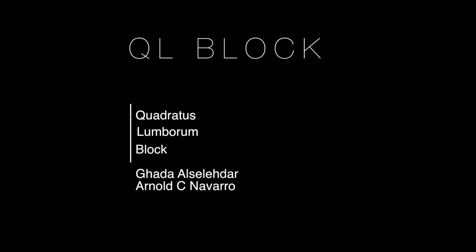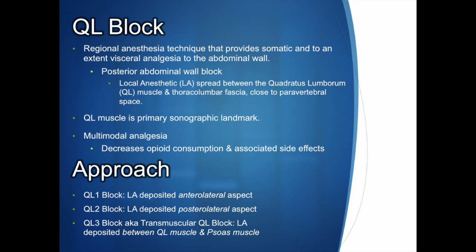The Quadratus Lumborum block, also known as the QL block, by Gada Al-Salahdar and Arnold Navarro. The QL block is a regional anesthetic technique that provides somatic and, to an extent, visceral analgesia to the abdominal wall. The quadratus lumborum, or QL, muscle is the primary sonographic landmark, hence the name. It is a posterior abdominal wall block.